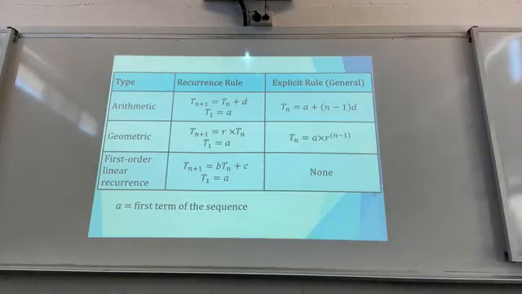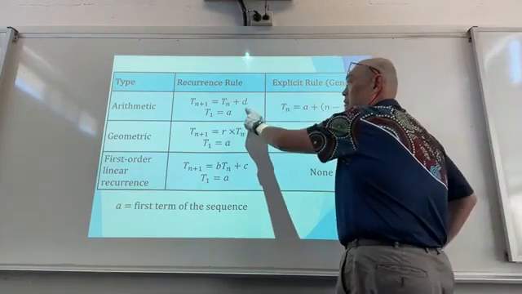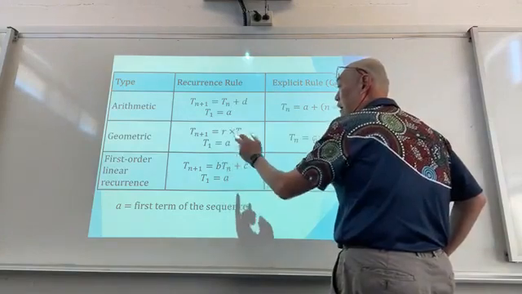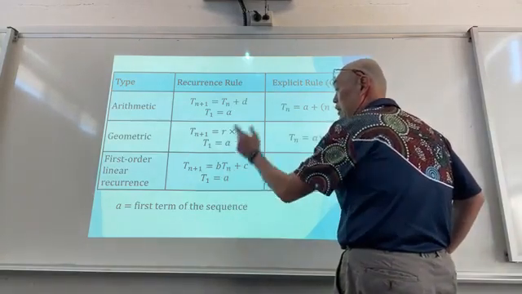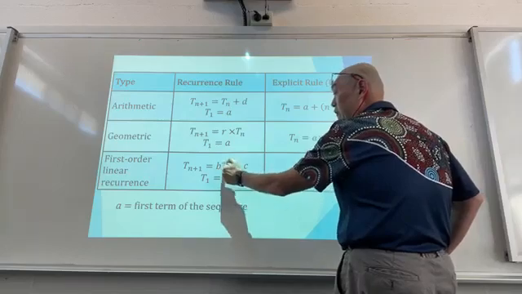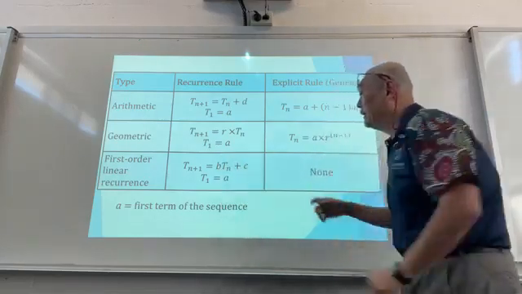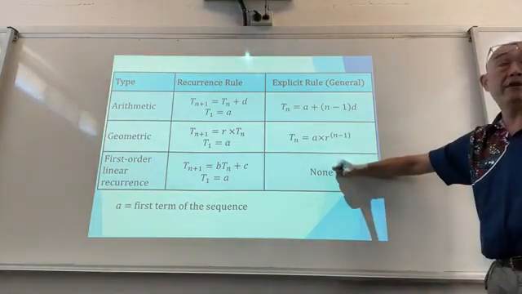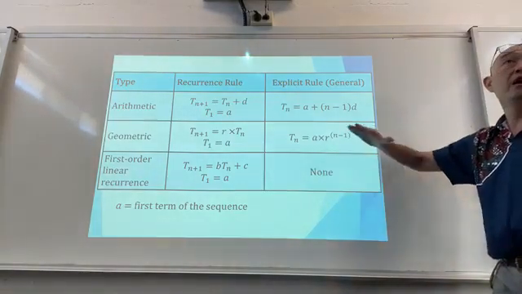Now just recall the arithmetic sequence, geometric sequence, and first order linear recurrence. I've taught you all 3. Arithmetic sequence, you've got a common difference. Geometric, you've got a common ratio. For first order linear recurrence, you must find the coefficient for Tn plus another constant. So it's a combination of arithmetic and geometric sequence. There is no explicit or general rule for the first order linear recurrence. Please remember that.